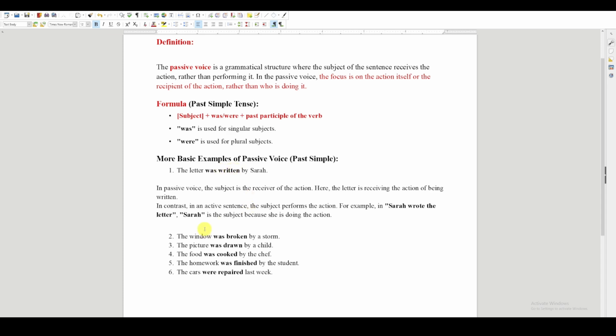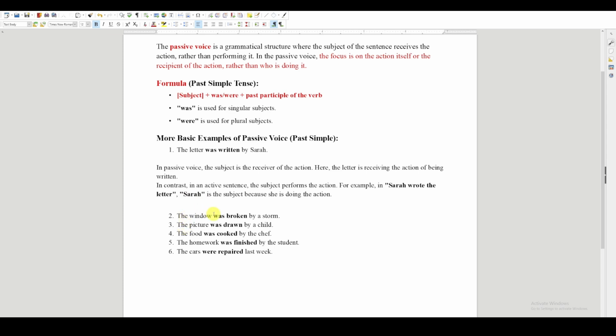Now, jumping to the next example, we have the window was broken by a storm. Yet again, we will discard by a storm. Just forget about this part of the sentence. Instead of the storm, we're gonna say the receiver, in this case the window, would be the subject. What is being broken? The window, right? So the window is receiving the action. Therefore, the window is the subject. We're gonna write was because we have only one window, and we have the verb broken, which is the past participle. Correct. Good job. You're doing great.